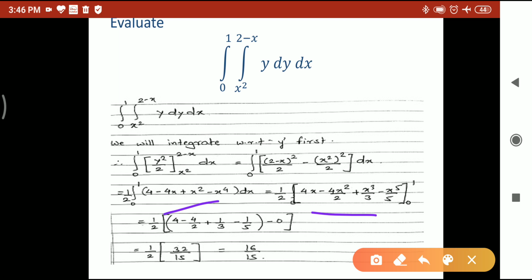Now when you put the limit 0 to 1, you get 4 minus 4 by 2 plus 1 by 3 minus 1 by 5, minus the lower limit, where all the terms will be 0. When you simplify, you get 1 upon 2 into 32 by 15, which is 16 upon 15. So while solving the problem, if the limits are given, you have to check the limits: if the limits of y are variable, you have to integrate with respect to y first, and the constant limits have second priority.